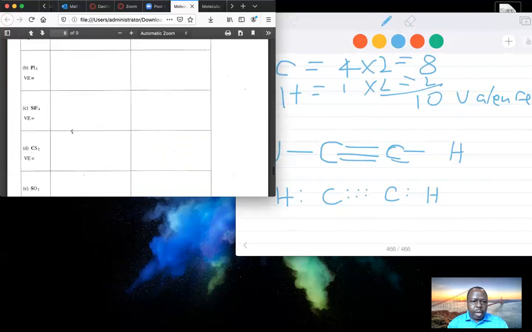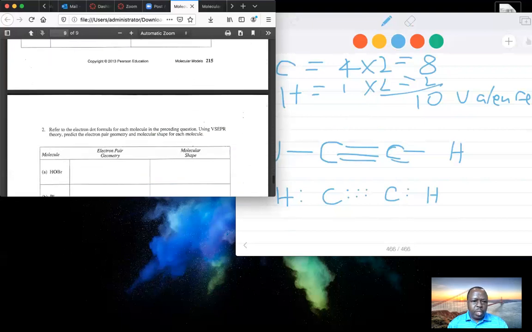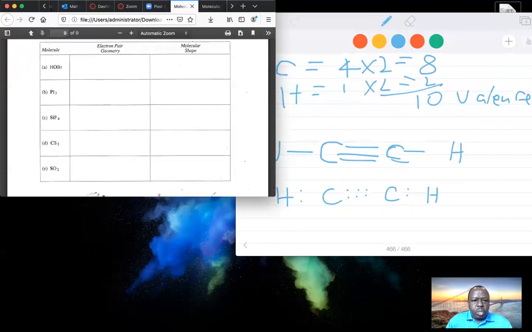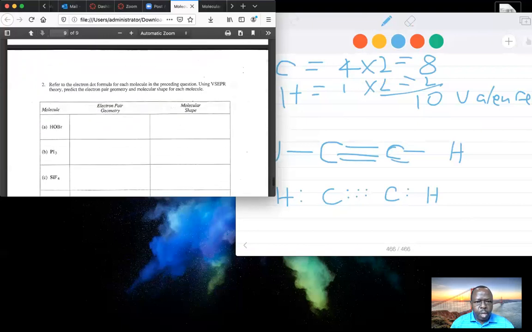Now the last one here, this question 2. You just have to draw the structure the way we did. Let me just use this example to show you how you complete post-lab question 2 about the valence shell electron pair repulsion theory to predict a molecular shape. How does it look?